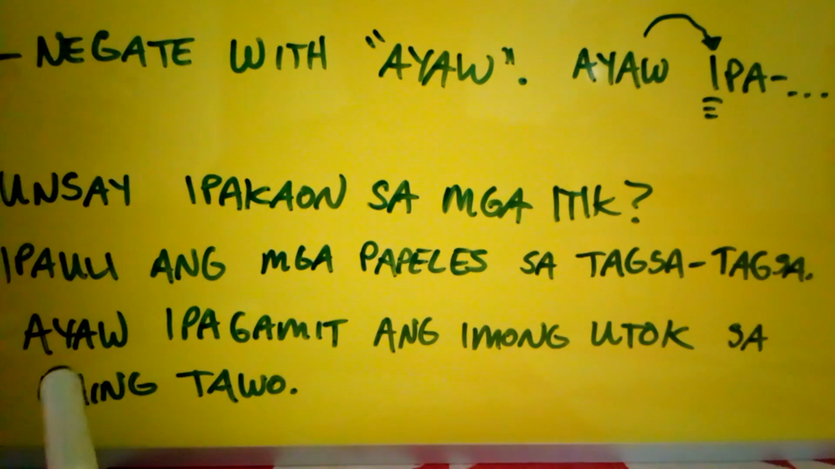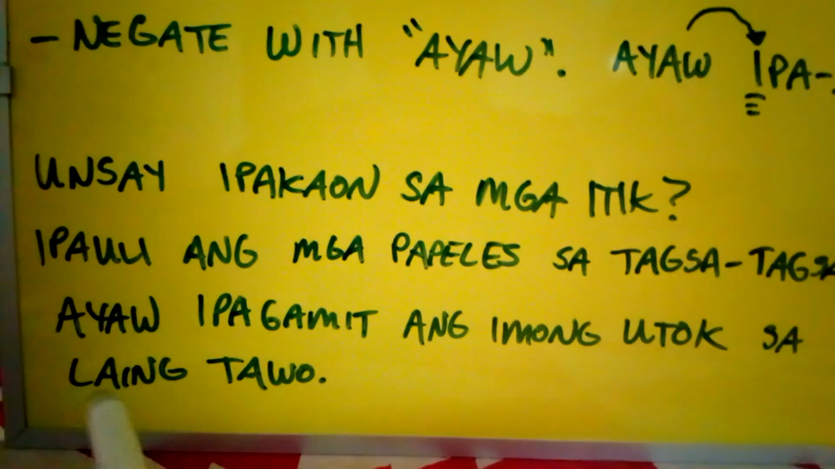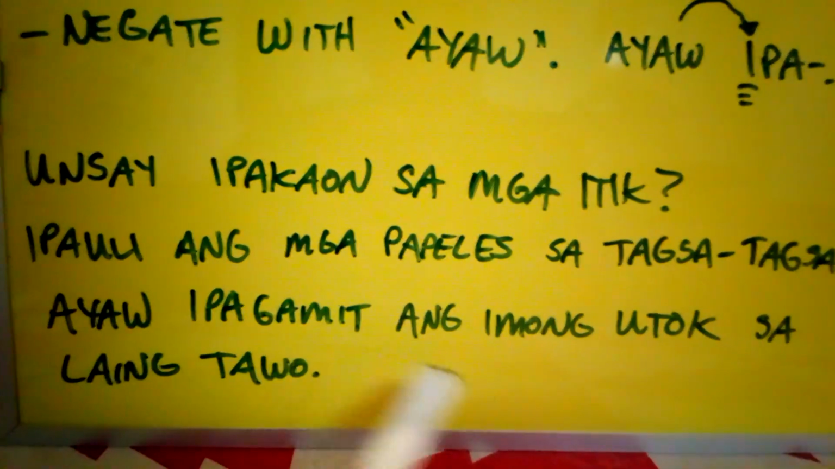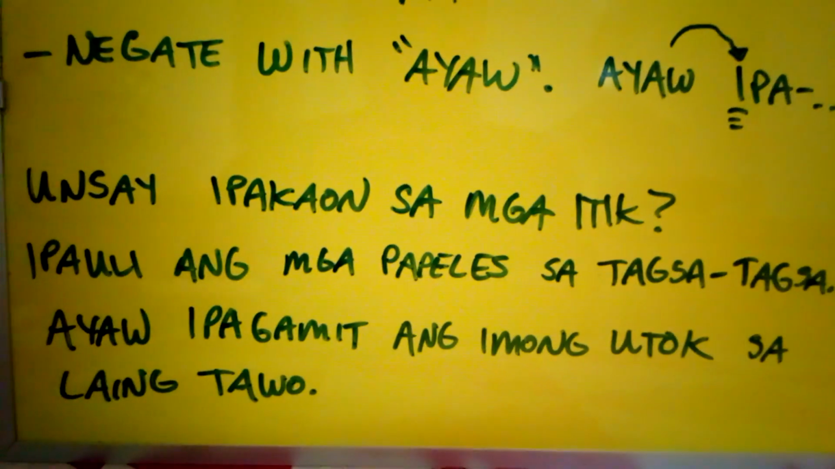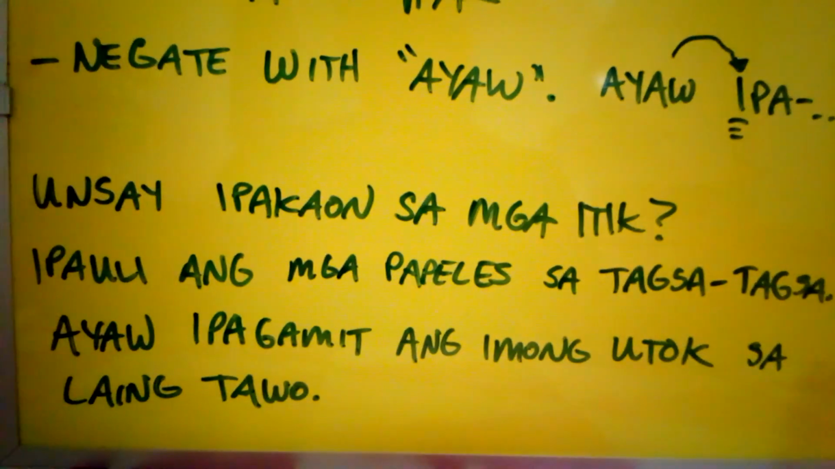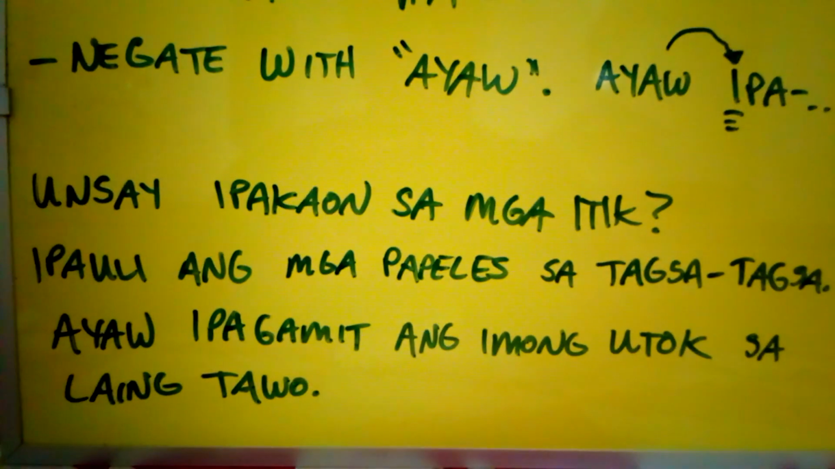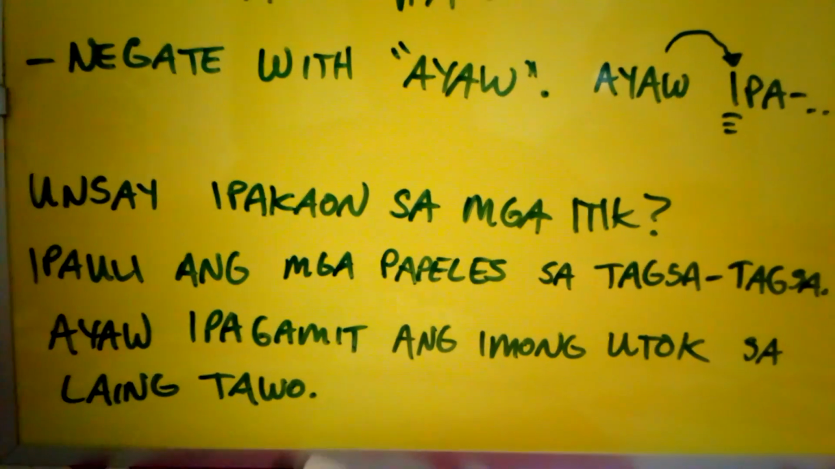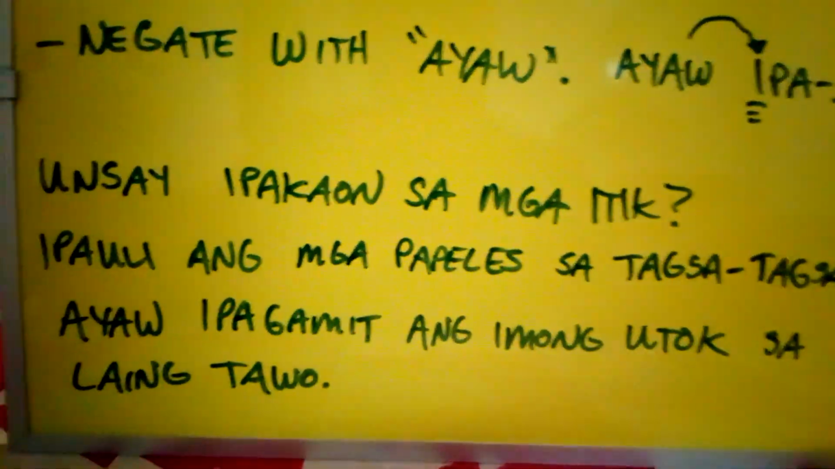And the last one is another example. Again, it's negating it. Look, see: Ayaw ipagamit ang imong utok sa laing tao. Don't use your head on other people. And these are just random sentences, but you can see how we can negate it with ayaw, because it's an imperative, so we have to use the ayaw negator, as I talked about in the negative series, and we talked about Eepa uli having ditransitivity.